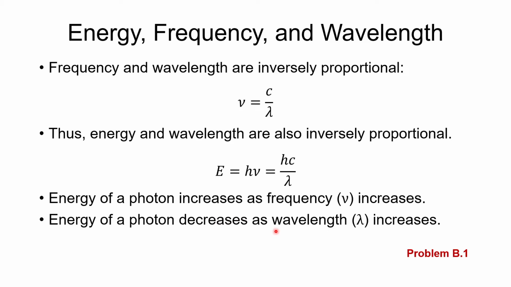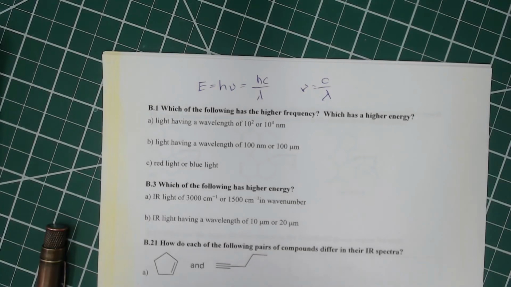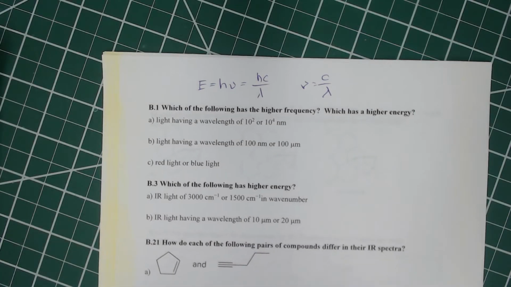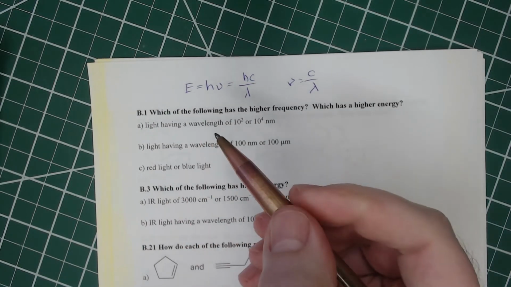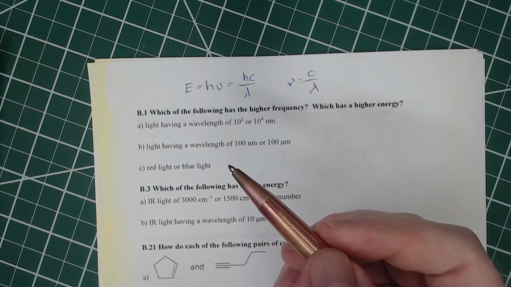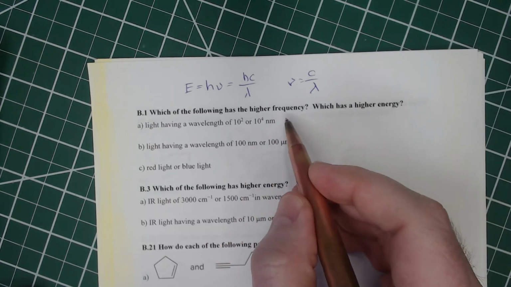We're not actually going to calculate, but I'm going to put E equals h nu, and that is equal to hc over lambda, and then nu is equal to c over lambda. The reason I want to do that is so we can refer to it when we are looking at these problems.